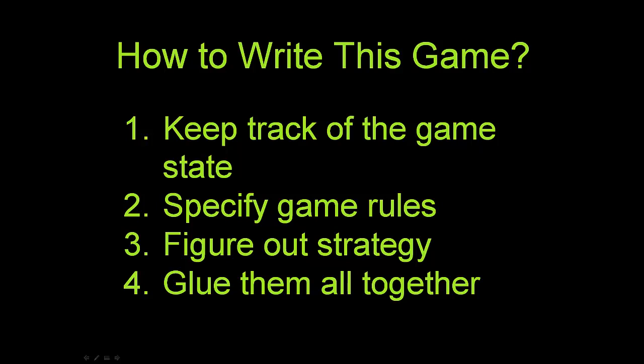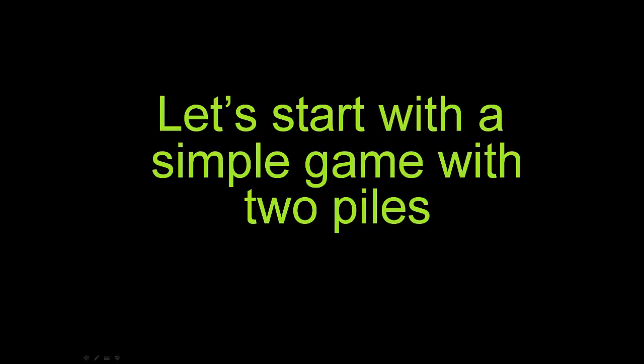Now to implement this game, you need to do a few things. First, you need to keep track of the game state. You need to know how many piles of coins there are, and how many coins are in each pile. You need to specify the rules. You need to figure out how to play this game, and finally to glue everything together. Let's see how we write a simple game of this kind where we deal with only 2 piles. Now in general, you can have n piles of coins. That's something that you can do later by yourself.